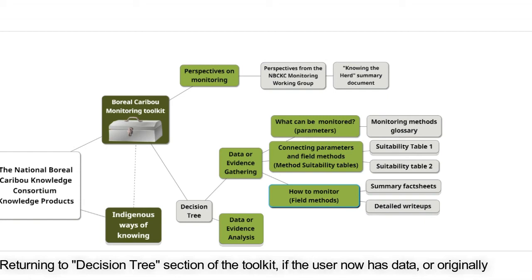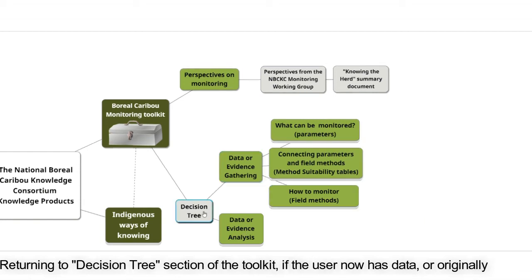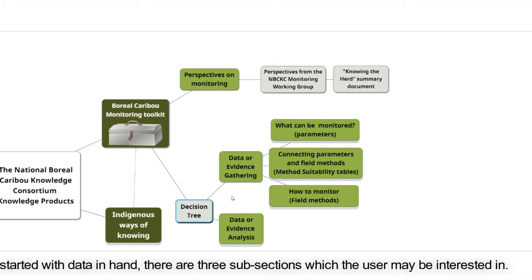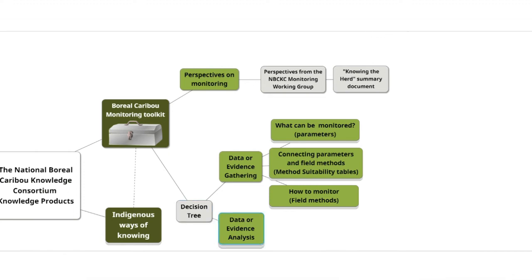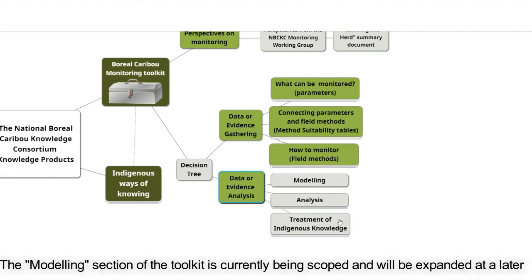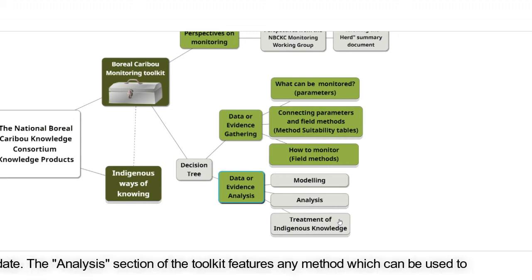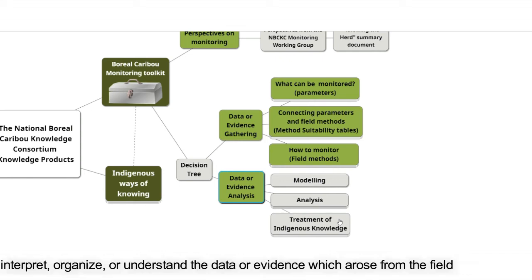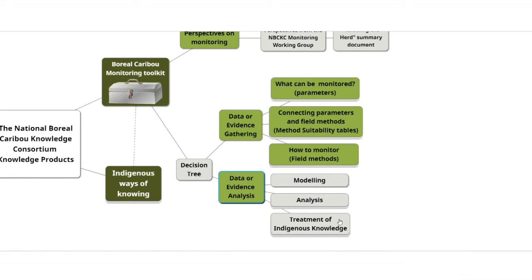Returning to the decision tree section of the toolkit, if the user now has data or originally started with data in hand, there are 3 subsections which the user may be interested in. These are modeling, analysis, and treatment of Indigenous knowledge. The modeling section of the toolkit is currently being scoped and will be expanded at a later date. The analysis section of the toolkit features any method which may be used to interpret, organize, or understand the data or evidence which arose from the field methods portion of the monitoring program.